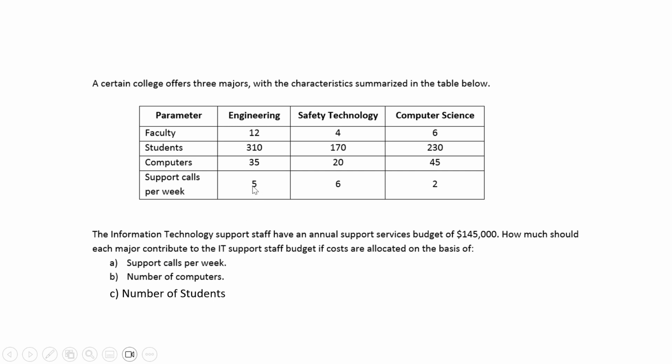So what you do is you add them all together. The total number of support calls per week looks like 13. So with 13 support calls per week, the engineering department should pay 5/13 times $145,000, and that would tell you their annual contribution, which is required to cover the cost. So I'd ask you to look at all three of these different ways of estimating the cost allocation: support calls, number of computers, and also the number of students.